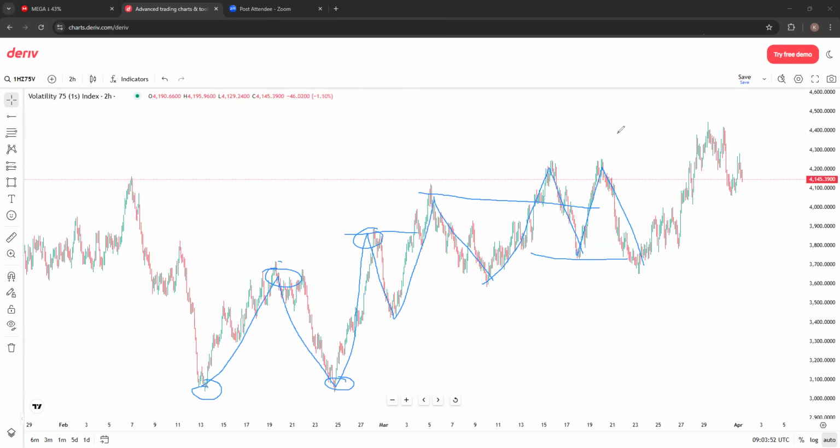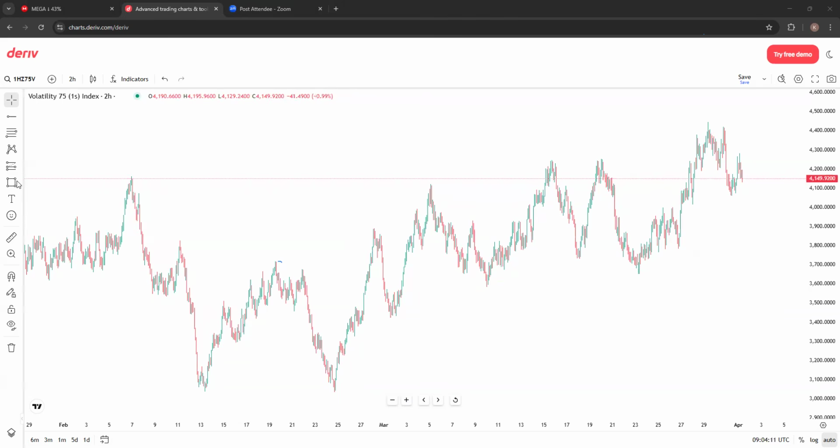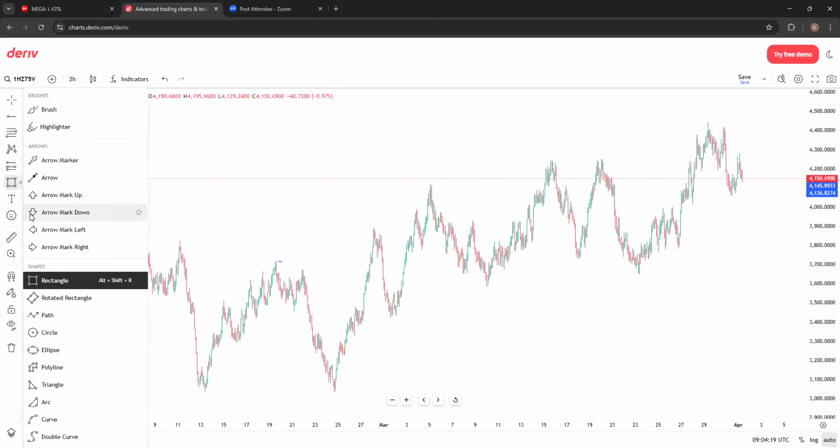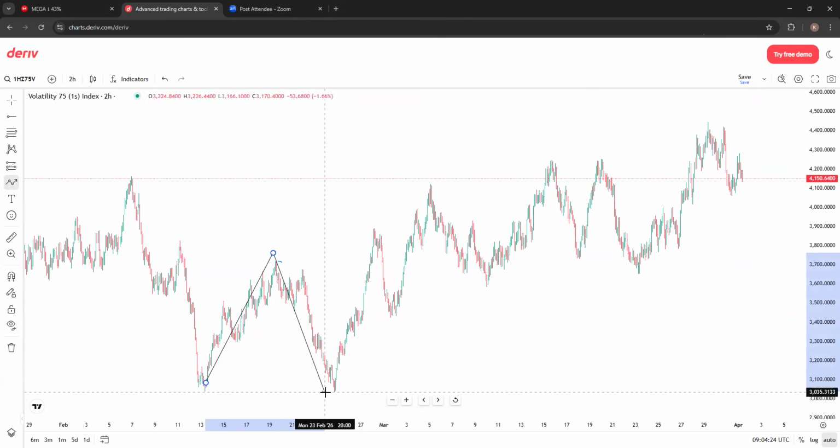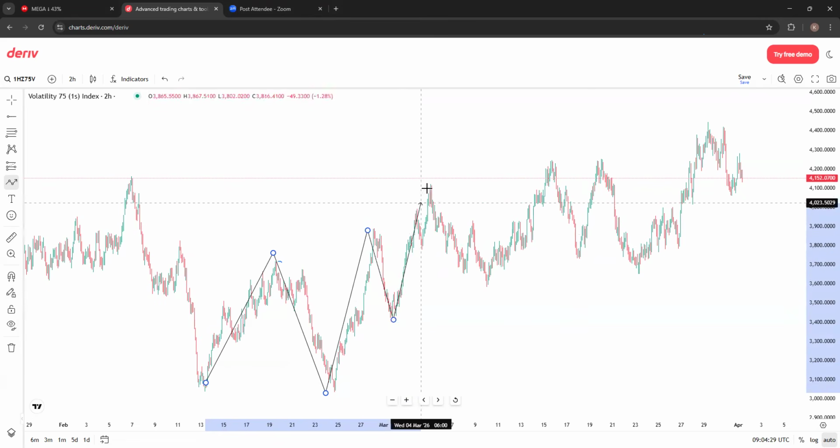So remember this high over here, it failed to break this high. So what we are now considering our valid high and low is this low and this high. Let me mark it in a way that we see it well. Let me come and do this over here. So we have a high and a low. We have a high and a low. And we have a high.